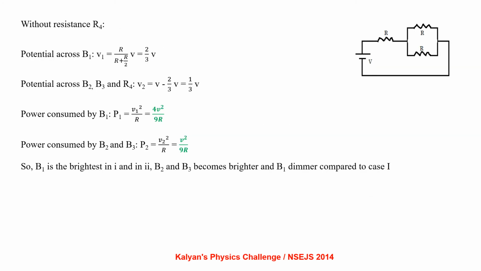Now consider the circuit without resistance R4. Potential across B1 will be 2 by 3 V. Potential across B2 and B3 will be 1 by 3 V. So the power consumed by B1 comes out to be 4V square by 9R, and power consumed by B2 and B3 comes out to be V square by 9R. From the above expressions we can conclude that B1 is the brightest in case 1, and in case 2, B2 and B3 will become brighter and B1 will become dimmer than in case 1.